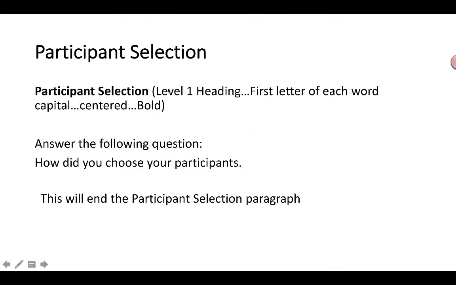Participant Selection. Level 1 heading, first letter of each word capitalized, centered, and bold. Answer the following question: how did you choose your participants? Okay, you're going to have to kind of make a little bit of this up. And we will finish the rest in class. Give me a ballpark, work on this one, and we'll tighten it up in class together.